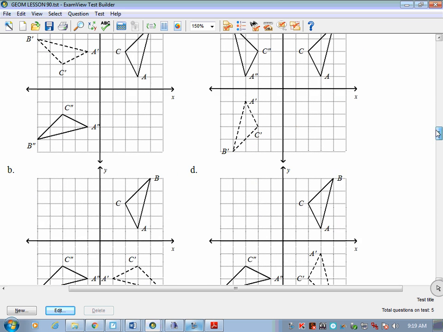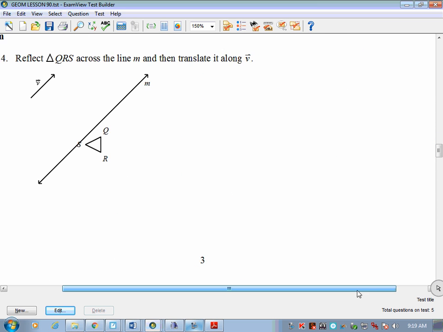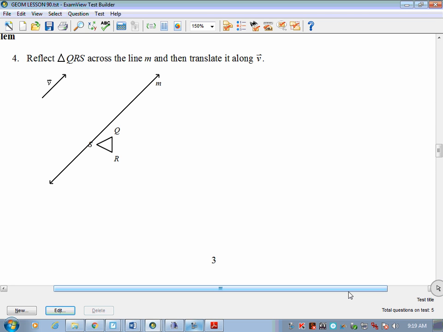Okay, let's go on down. All right. Number 4, reflect triangle QRS across line M and then translate it along vector V. The easiest way to do this is to look at each individual point and reflect it. So if I'm going to reflect across, remember when we reflect across a line, what is the relationship of that point to the line of reflection? It should be what to it? I know it's a tough question to answer if you don't know where I'm going.